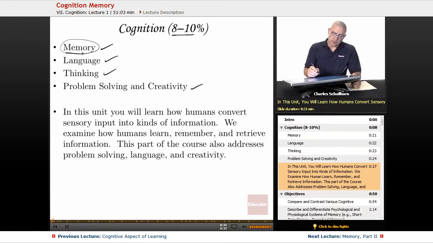You will learn how humans convert sensory input into kinds of information. We will examine how humans learn, remember, and retrieve that information. We're also going to be taking a look at problem solving, language, and creativity.